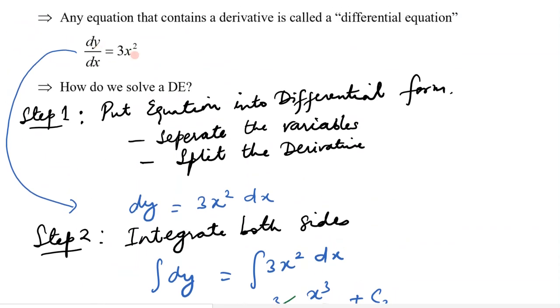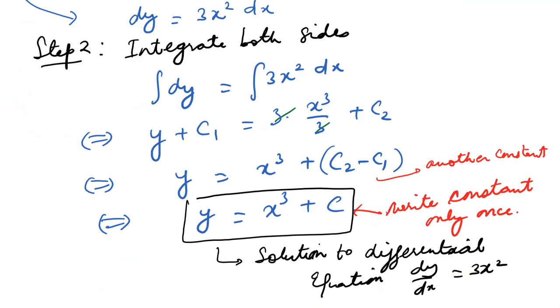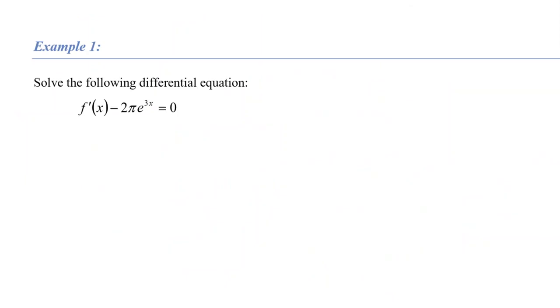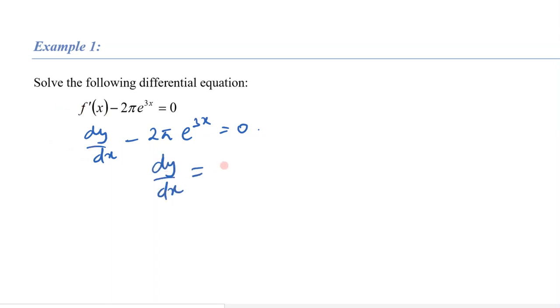So dy over dx equals 3x squared. So we're going to follow the same steps for other differential examples that we are going to do in this video. So let's try another example. Solve this differential equation. So first I'm going to rewrite this differential equation. So dy over dx, in place of f prime x, I'm writing in terms of dy over dx minus 2 pi e raised to power 3x equals 0. So this is basically the same thing. So now from here we notice that dy over dx is 2 pi e raised to power 3x.